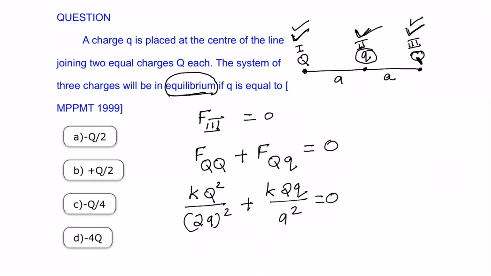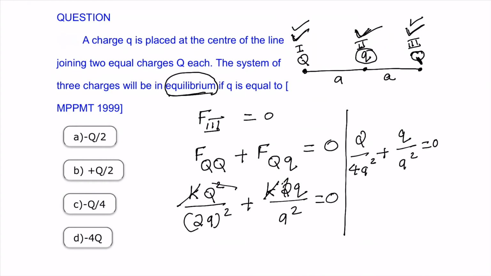Now you can divide the whole equation by K, so K cancels. You can divide the whole equation by Q, so Q cancels. Now it becomes what? The equation becomes Q by 4a square plus q by a square is equal to 0. Now see, Q by 4a square is equal to minus q by a square. Now a square cancels, right? So small q is equal to minus Q by 4, and option number C is the answer.